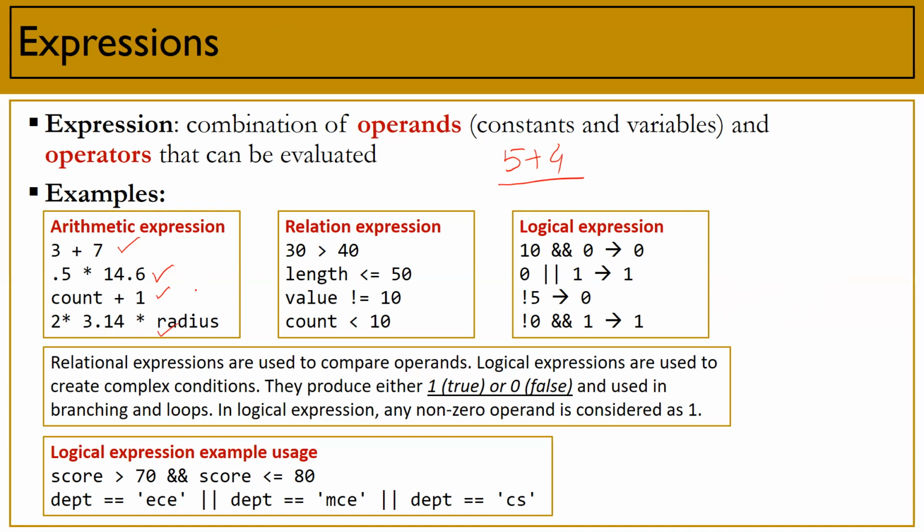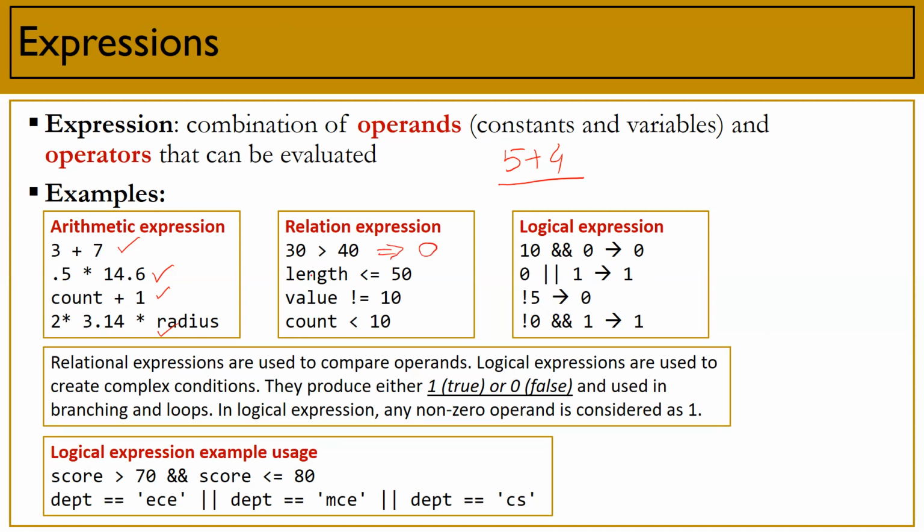Then you may have relational expressions, like 30 greater than 40, where you are comparing 30 with 40. Relational expressions will generate either 0 or 1 depending on whether the comparison is false or true. Here you are saying 30 greater than 40, which is false because 30 is smaller than 40. So this will give you a 0 value.